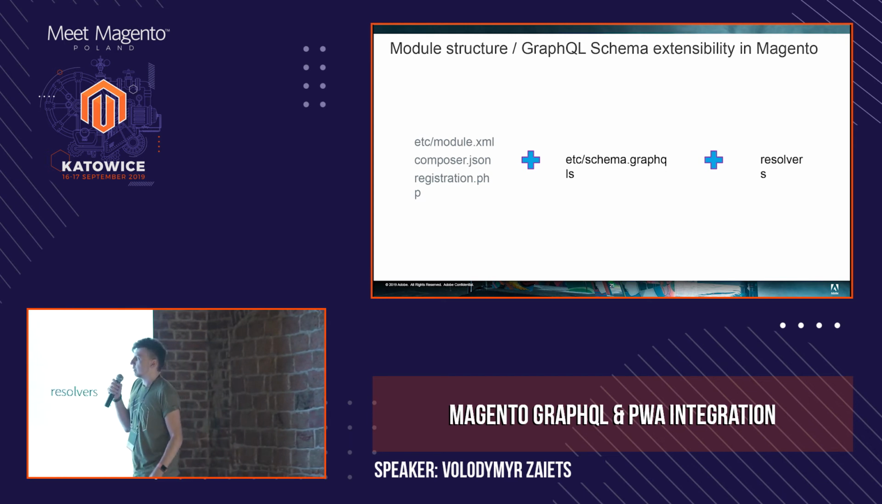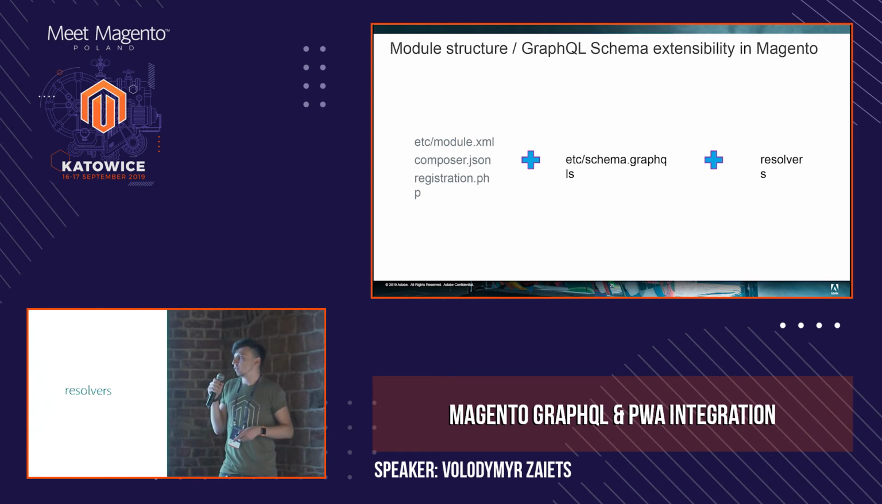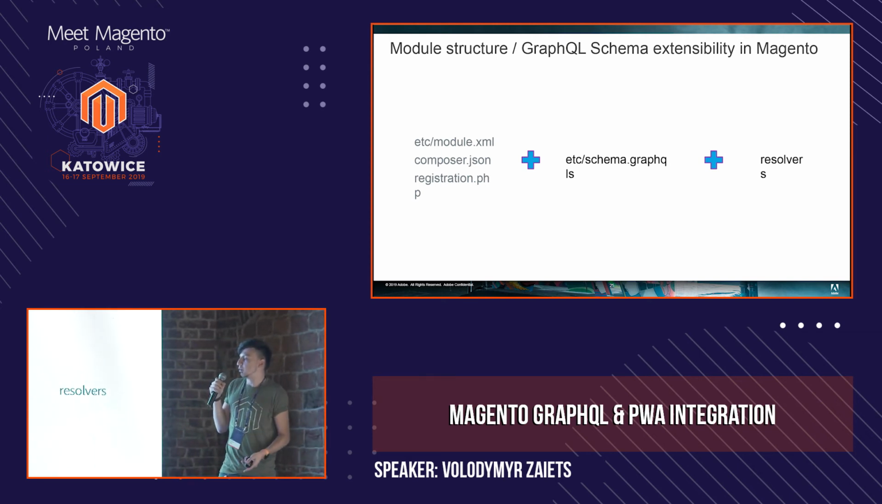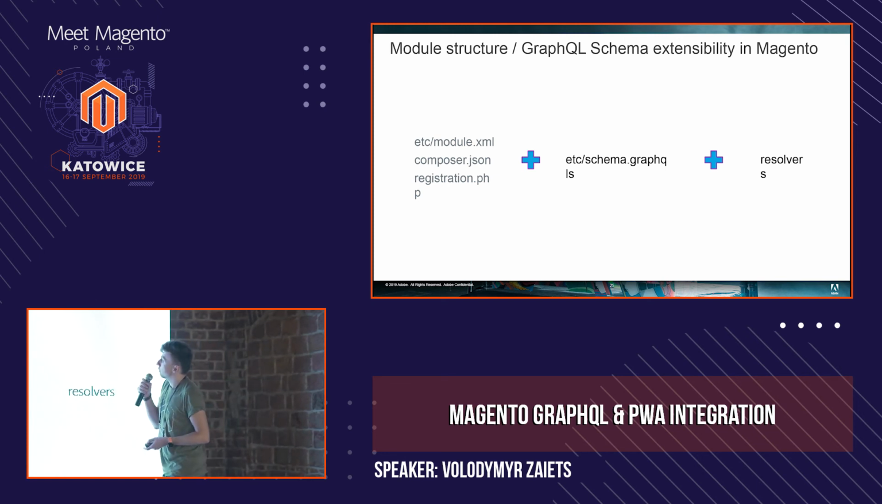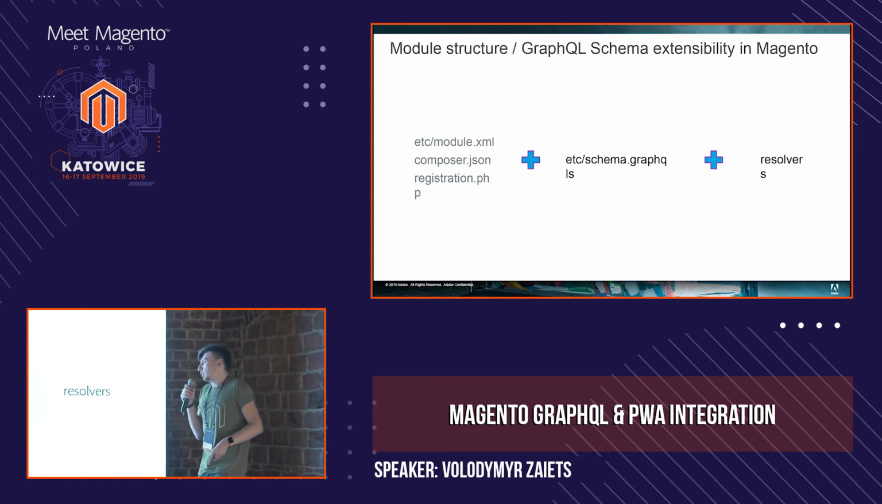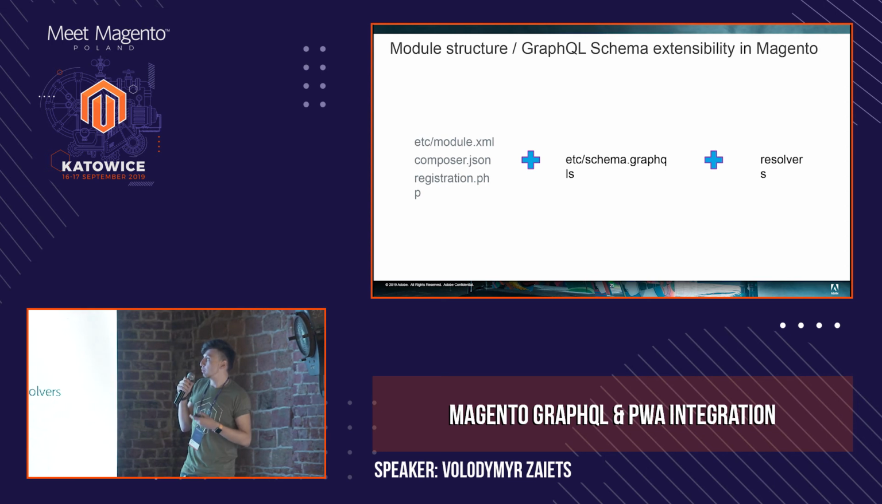Also, we should create the schema.graphqls file, where we declare our schema and provide our new types or extend existing ones. This file is specific for GraphQL. And of course, we should provide the resolver functions that are responsible for getting data for our new fields.